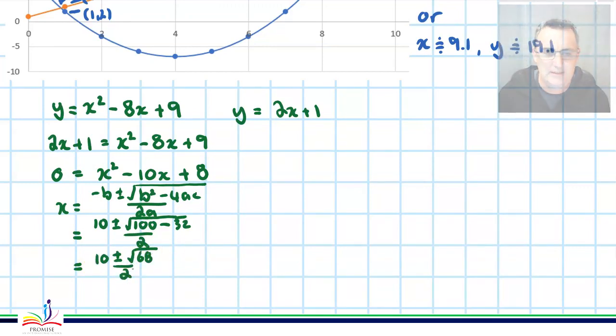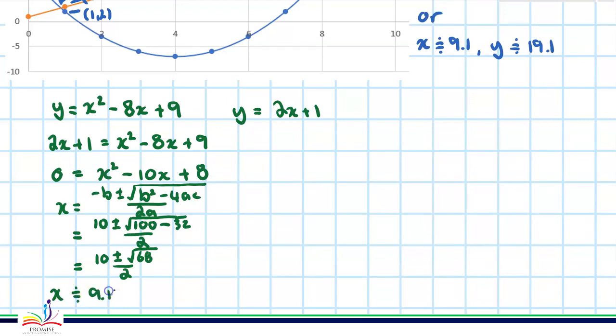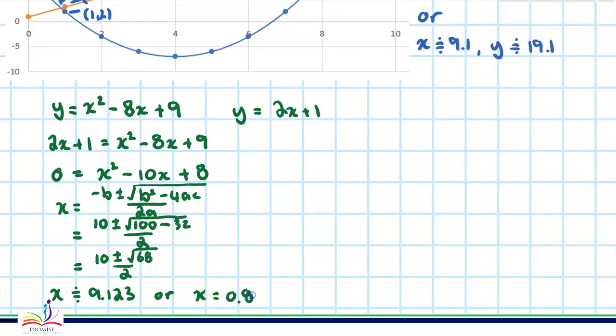All right, we need a calculator to help us with that. Grab a calculator, let's punch in 10 plus root 68, divided by 2, and we get 9.123. That's nice. And let's put in 10 minus root 68 over 2, and x is approximately 0.8769. We'll stick with that for the moment.